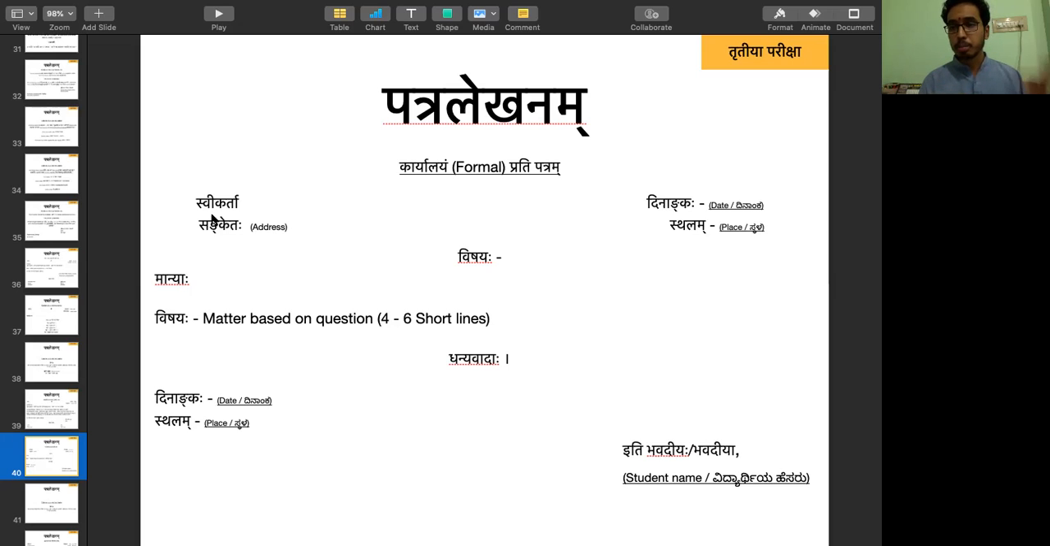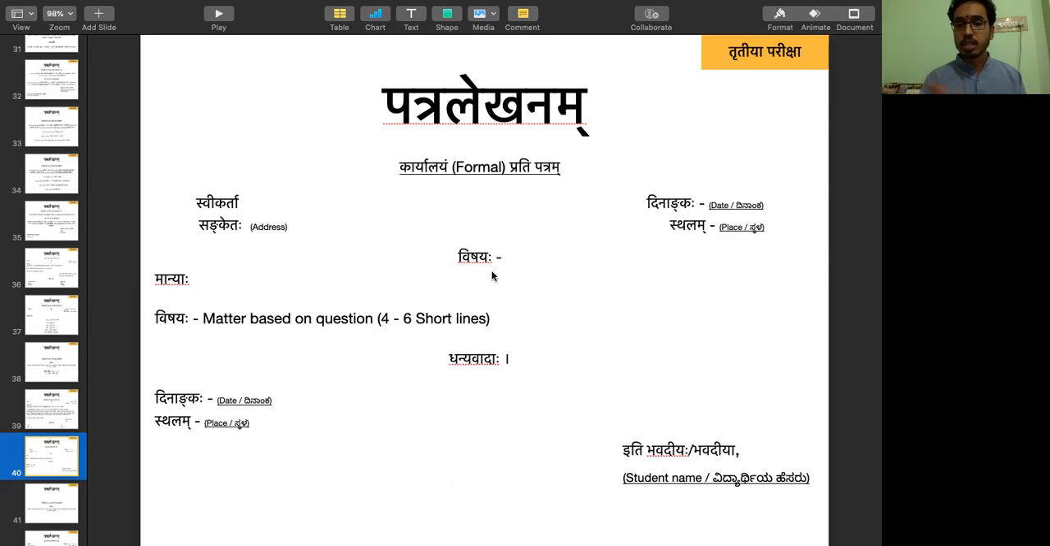So if you're writing it to some library, or if you're writing it to, let us say, some college that you want to go and study. So, Svikarta, then you write Jnanaganga Shala, Mysuru. That's it. On the right hand side, Dinanka, the date of writing this letter, Sthalam. That is the place. Also understand, these types of letters also you don't post it. You go and deliver it by hand. So, there won't be a Patra Sanketa here as well.